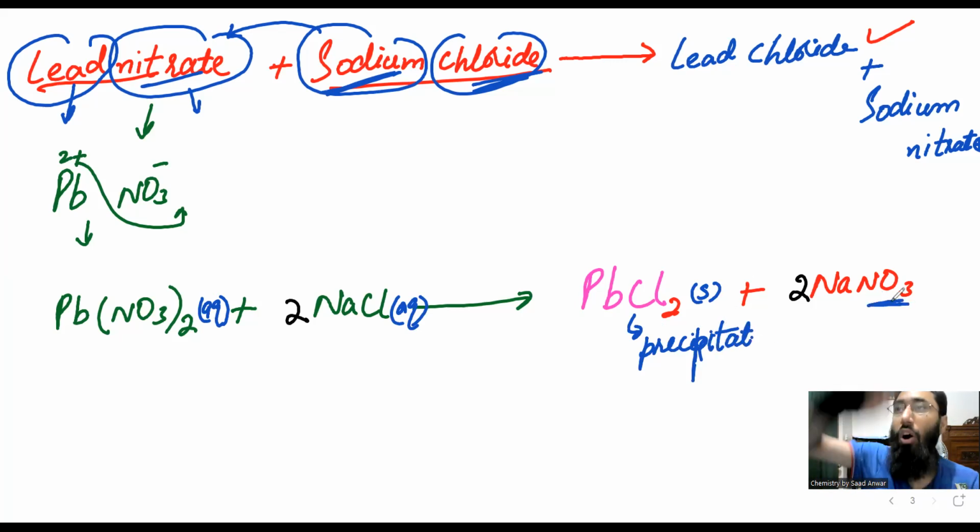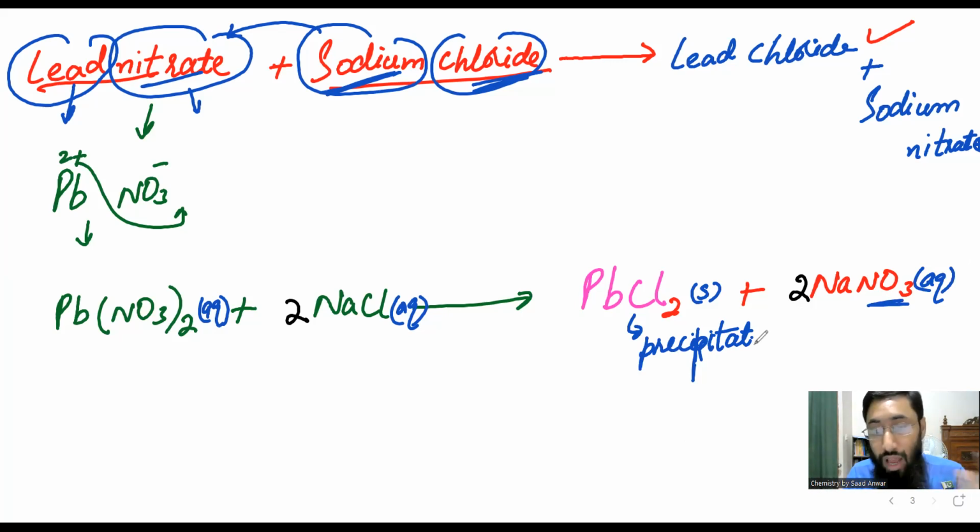Sodium nitrate. All nitrate salts are soluble, so put aqueous here. So this is the way we can figure out which salt is solid, which salt is in the aqueous state, and which salt is in the precipitate state.